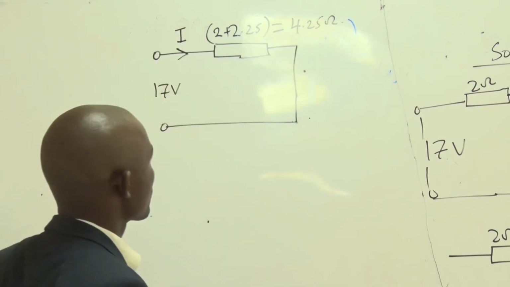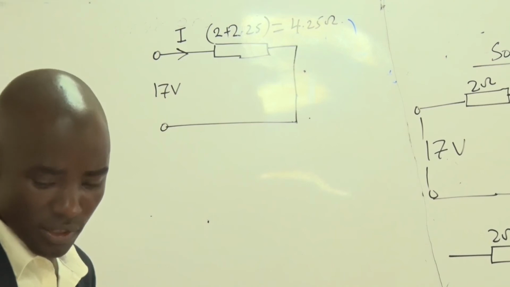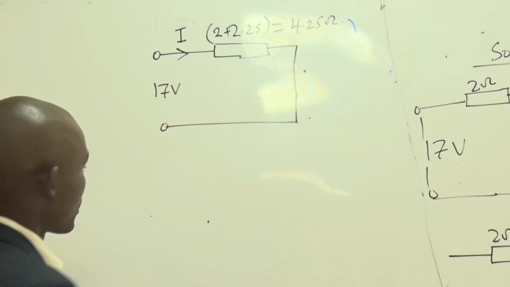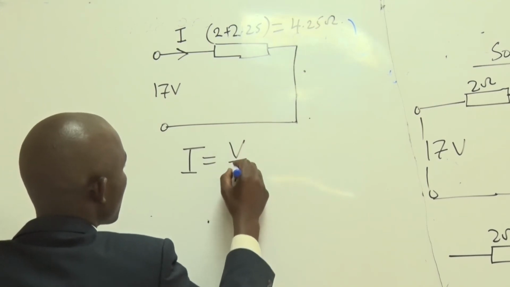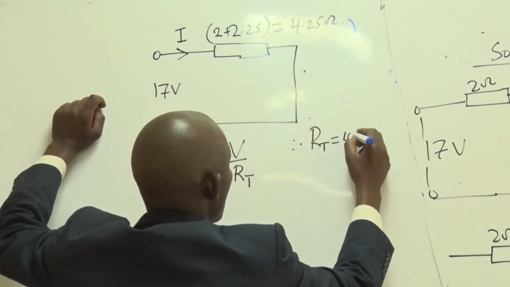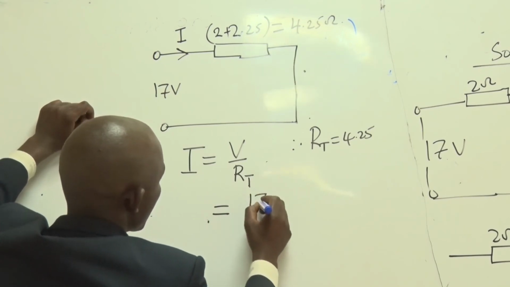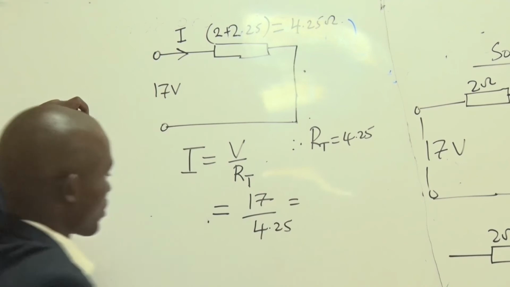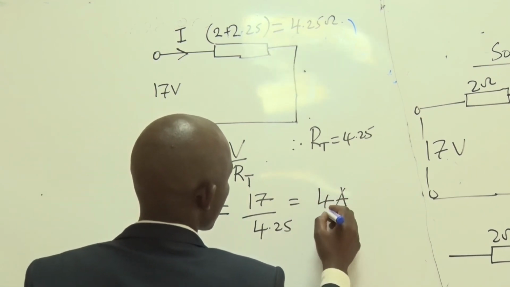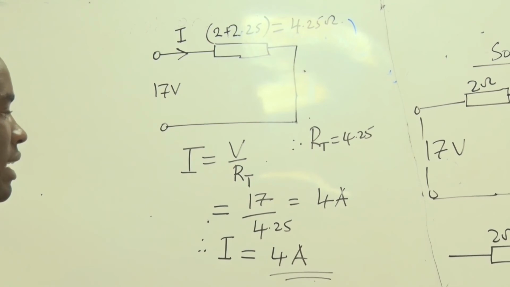The total current flowing from the source will be given by I. So if you want to get the current, the current will be equal to the total voltage divided by the total resistance. Remember what we have gotten here, it means that the total resistance is equal to 4.25. That is the total resistance. So the total voltage is 17 divided by 4.25, which will be equal to 4 amperes. So therefore, the supply current is equal to 4 amperes. That is the total current that is flowing from the source.